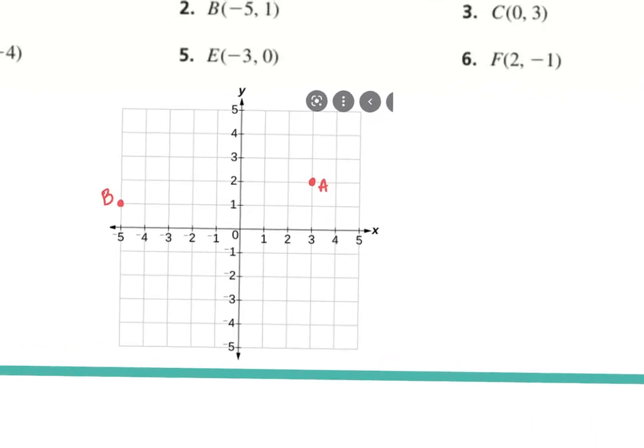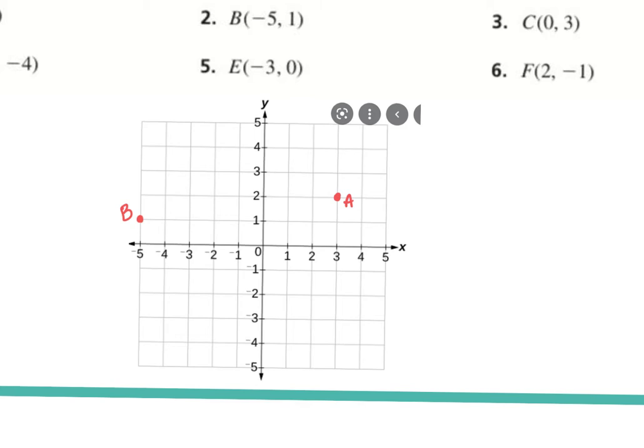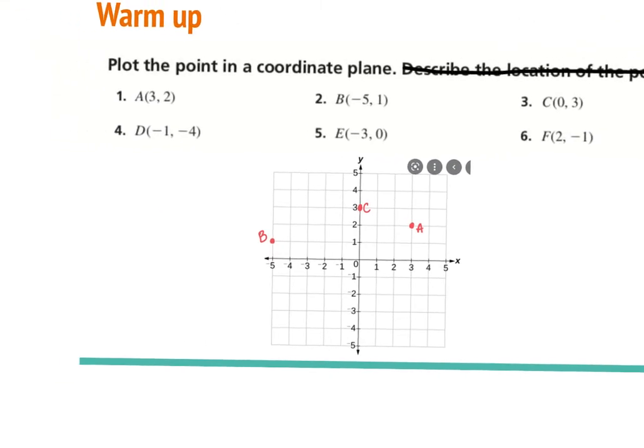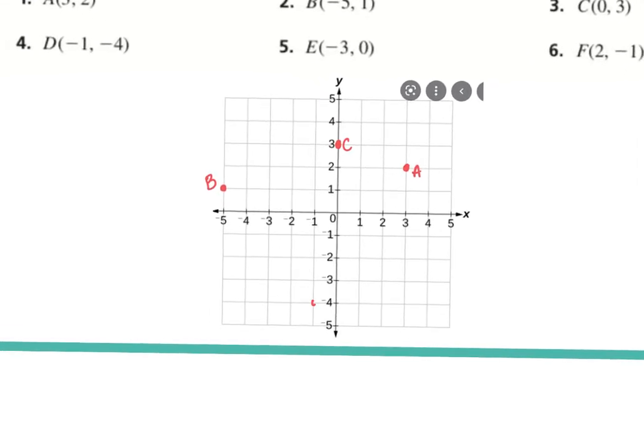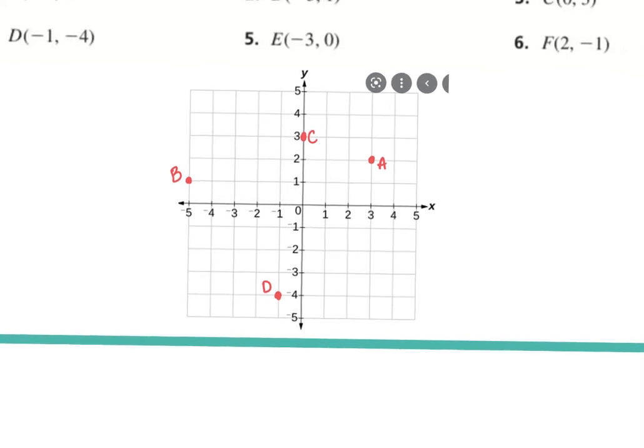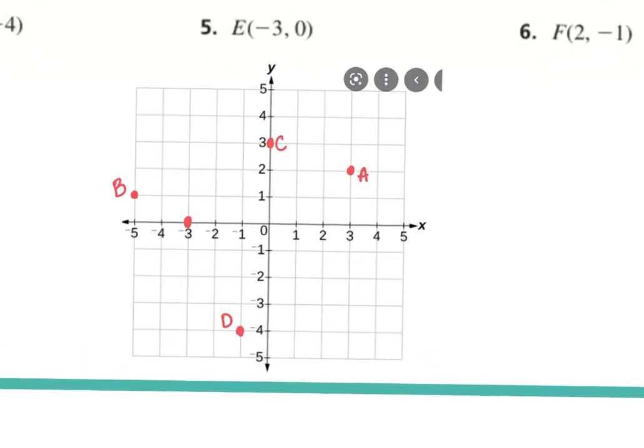C should have been plotted at 0, 3, so 0 units left to right, 3 units up, so that would have been C. And then D would have been to the left 1 and then down 4, so there should have been D. E should have been to the left 3, no movement vertically. And then F should have been 2 units to the right and then down 1. That was F and that was E.